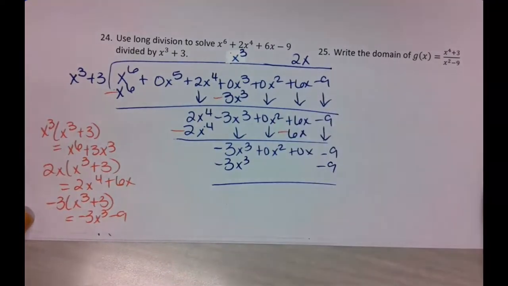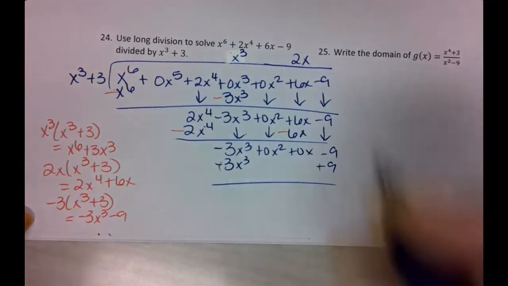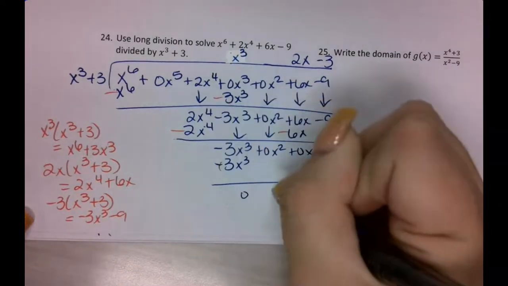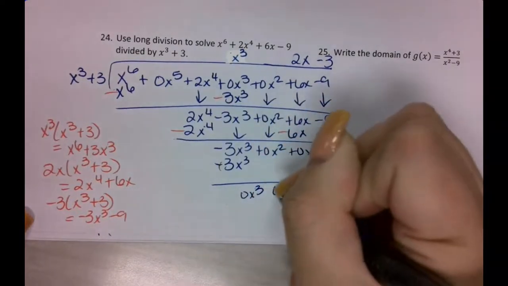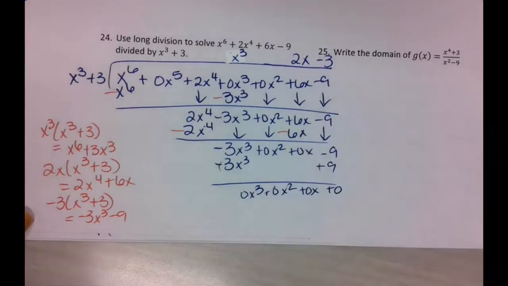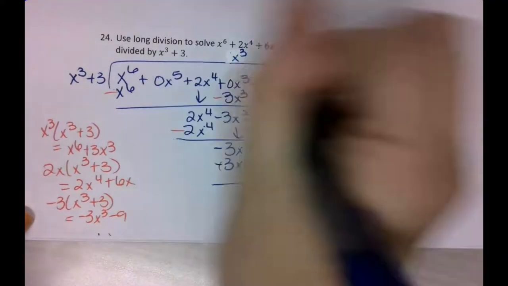So then I want to change those signs. Oh, and I also want to write this up here, what I just wrote. They cancel out. Everything else cancels out, or was already a 0. So I have no remainder. This part up top is my answer.